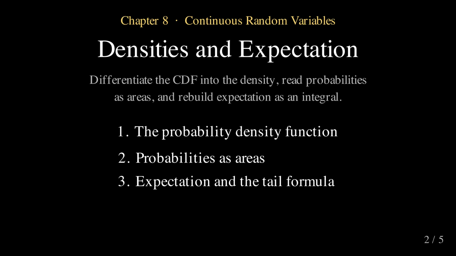Then rebuild expectation on integrals, where the mean and the variance survive word for word, and finish with a trick that computes a mean from tail probabilities alone.